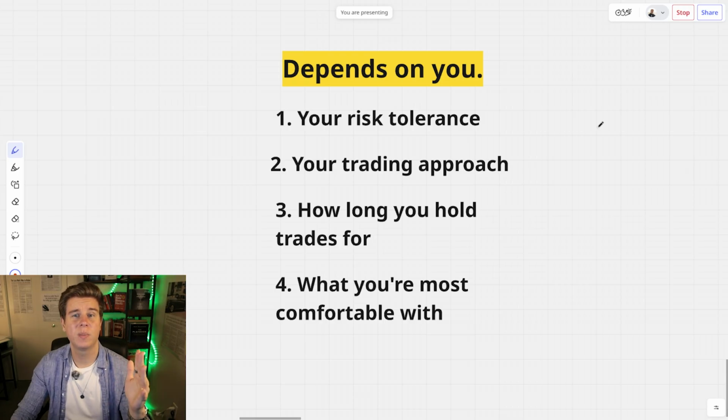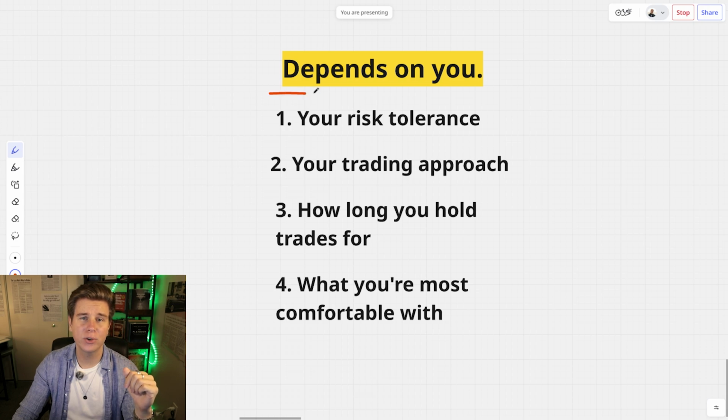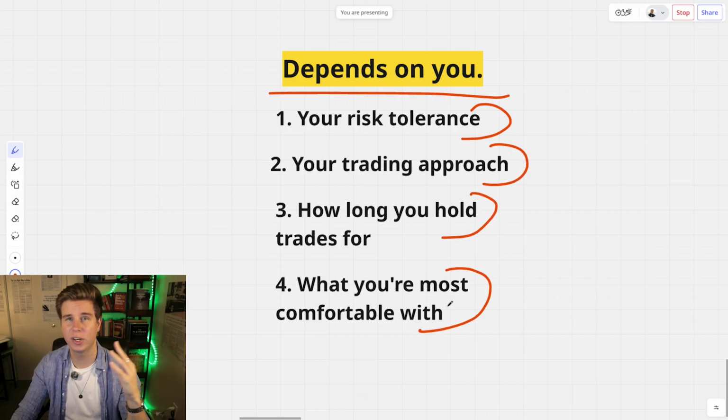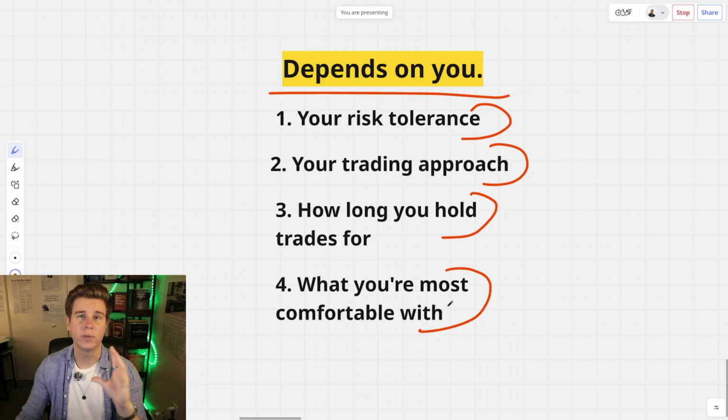And the final thing to keep in mind is that all of these indicators and how you trade them depend on you. They can all be traded differently, but it depends on your risk tolerance, your approach to trading, how long you hold trades for, and what you're most comfortable with, whether it's super quick scalping, momentum trades, longer term scalping, or swing trades. I'm going to go over some different variations of how you can use BigShort to trade, but of course, make sure that it's aligned with your trading style or that you're willing to learn this new trading style that you might be interested in.